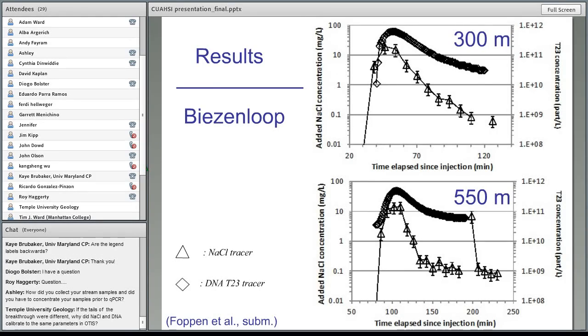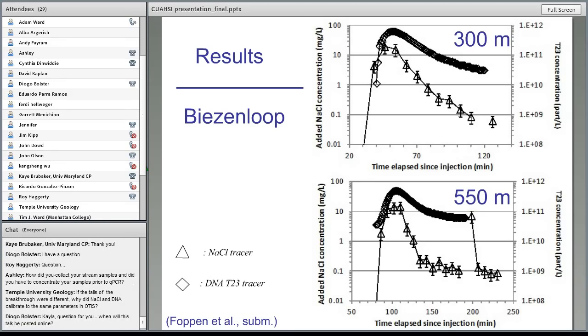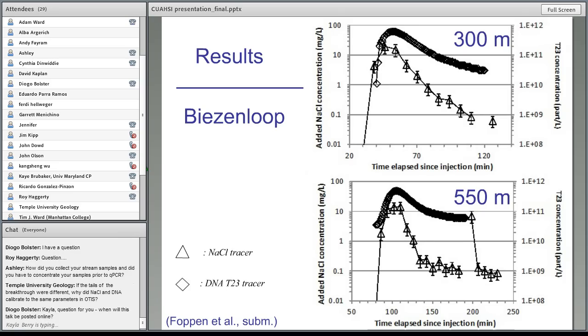All right. Let's see, so we've got a question in the chat box from Ashley. She wants to know some more about how you collected your stream samples, and do you have to concentrate them prior to qPCR?